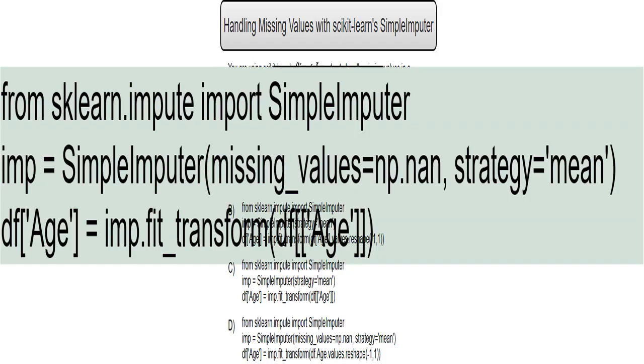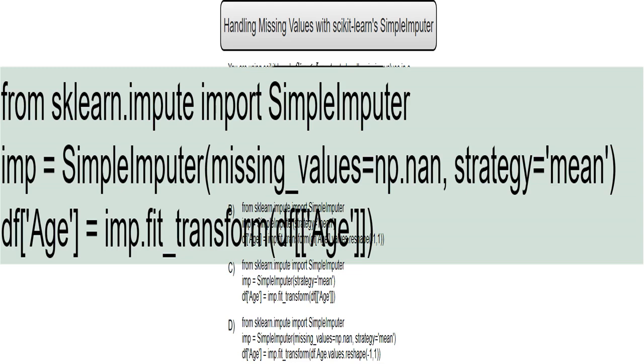This is the core question. We are given a dataset with missing ages and need to choose the correct code to fill them using the average age. Nan stands for not a number, a common way to represent missing data. This code uses SimpleImputer to fill missing values. I import the necessary function, set missing values to nan, specify the strategy, mean, to use the average, and then apply it to the age column of a data frame.